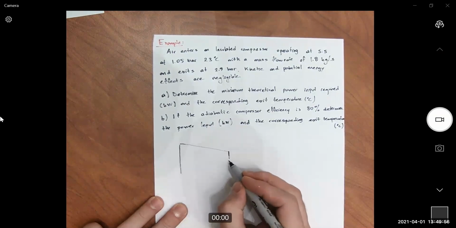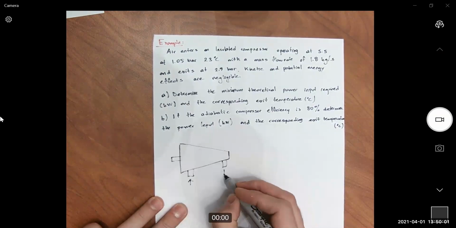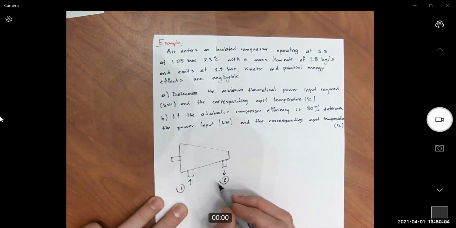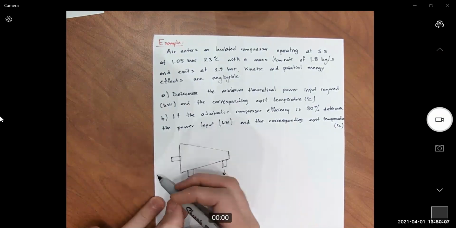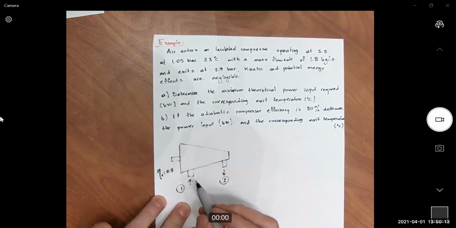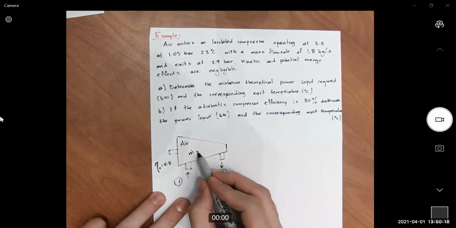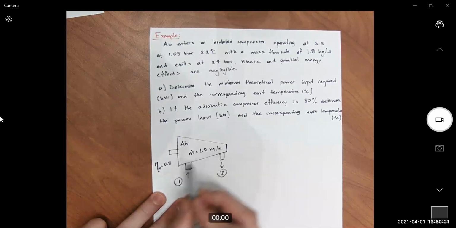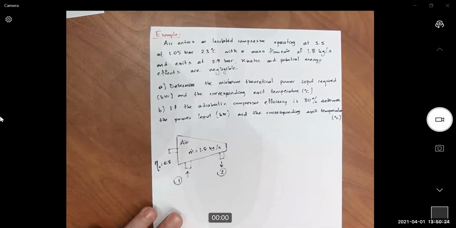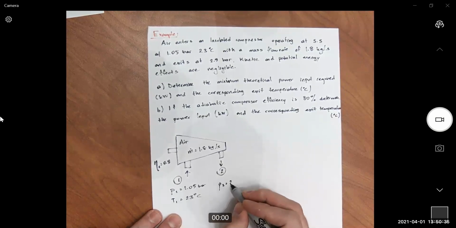Compressor, one inlet, one outlet. The adiabatic efficiency is 80%. And here the working fluid has a mass flow rate of 1.8 kilograms per second. And the pressure at the inlet is 1.05 bar, temperature 23 Celsius. And the pressure at the exit is 2.9 bar.